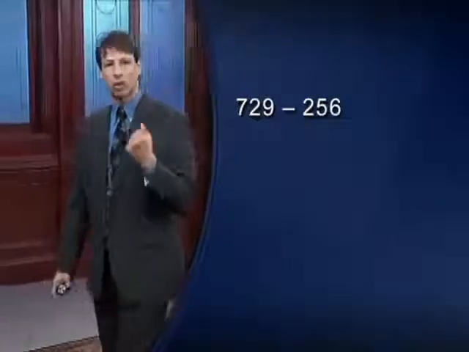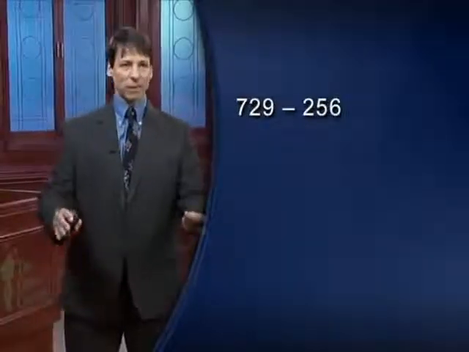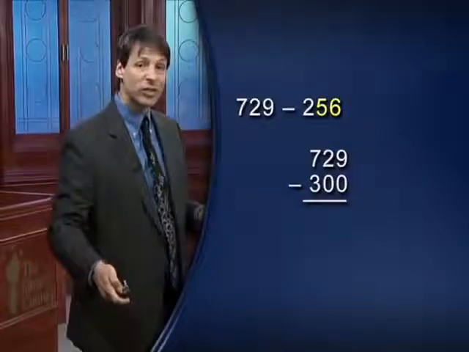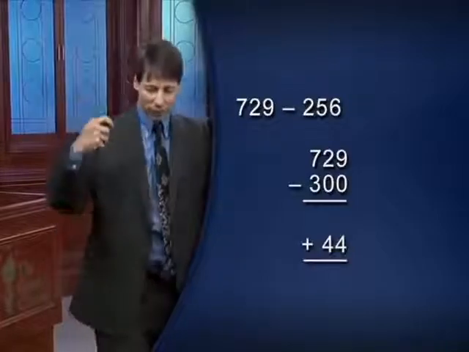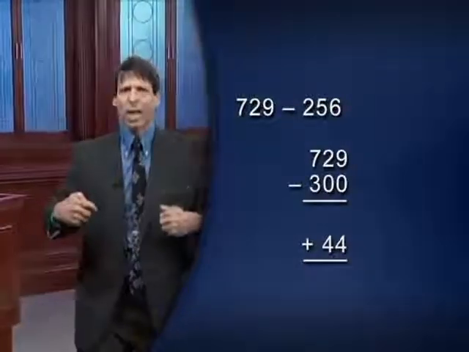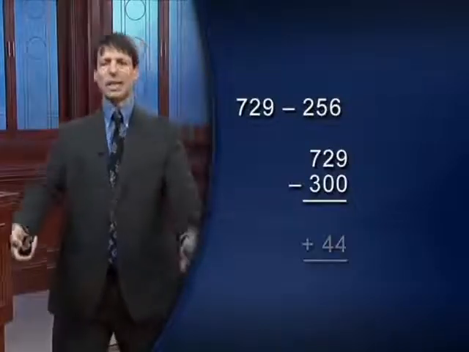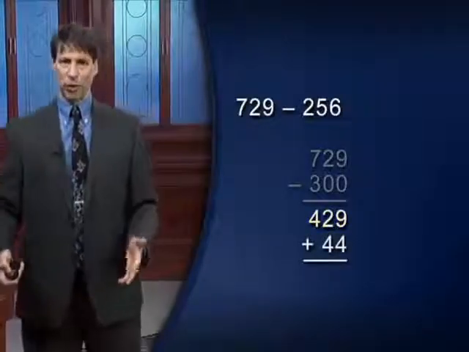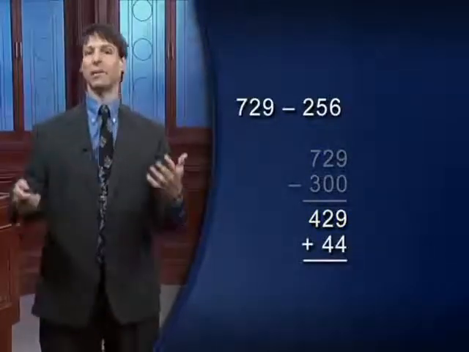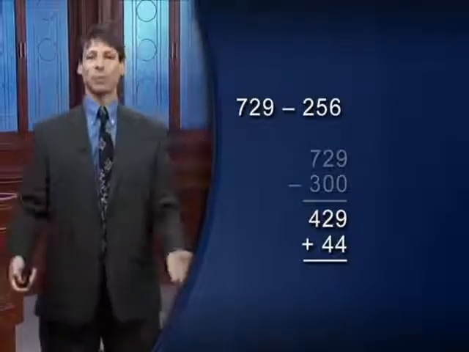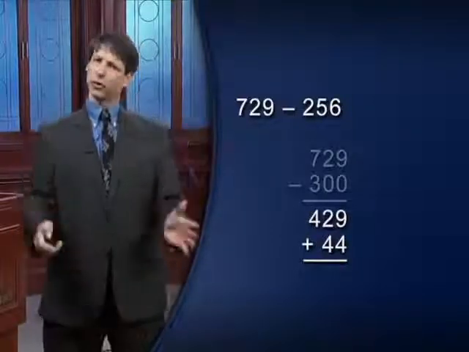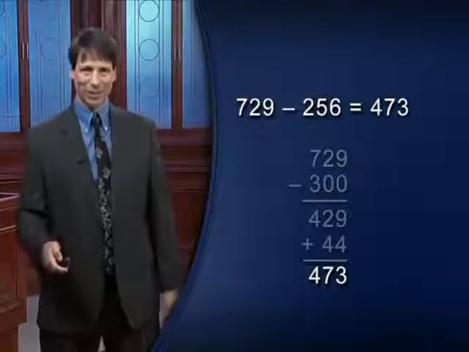Here, let's do one more. Consider the problem 729 minus 256. What's our strategy? We'll subtract 300 and add back the complement of 56, 44. So 729 minus 300 is 429. Now add 44. Take a breath. Take a break. 429 plus 44, you have a new problem. It's a simpler problem. 429 plus 44, let's see, is 469 plus 4 is 473.